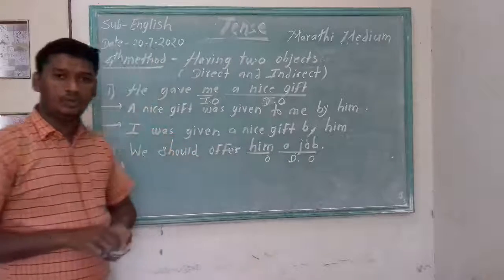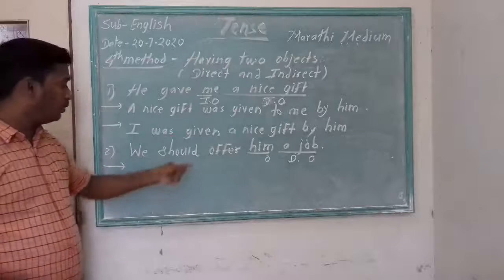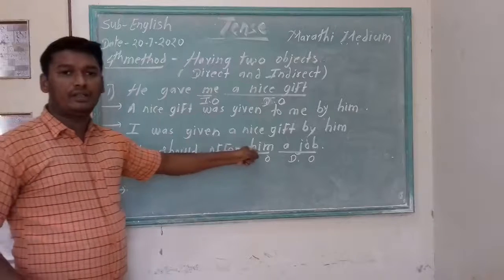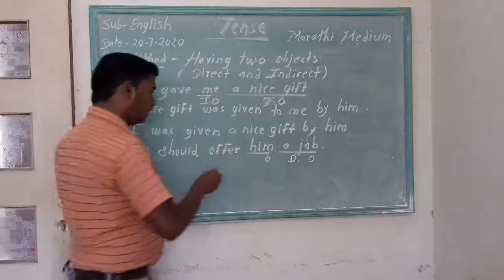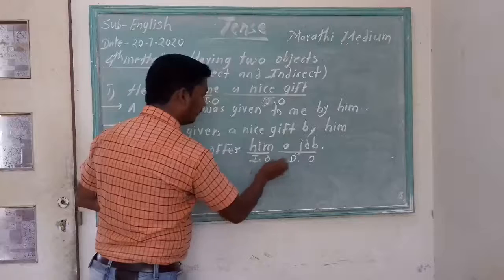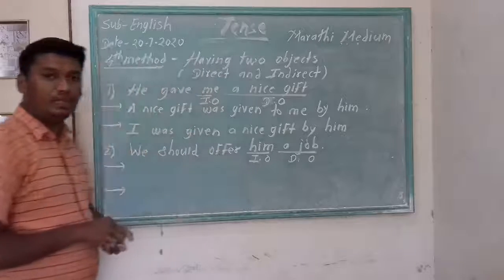To whom? If you ask a question to the verb by whom, then we get the indirect object. To whom should we offer? Him. It is the indirect object. Okay.